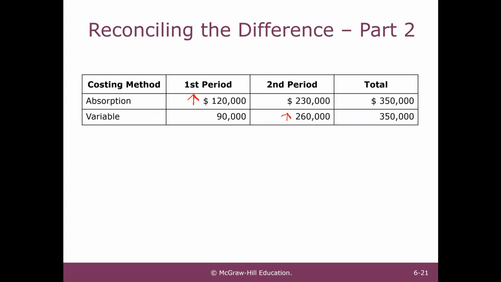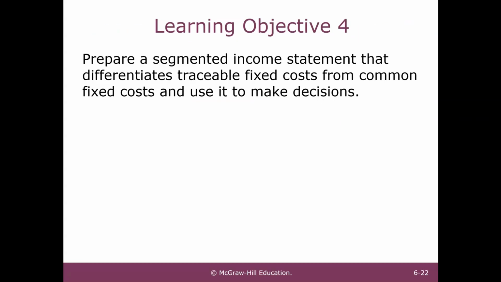The first year absorption costing was more. The second year variable costing was more. But when you add the 2 periods together, they both equal $350,000. So it all equals out in the end. It's just that fixed manufacturing overhead under one period will be expensed out, and the other period it's still sitting in inventory.